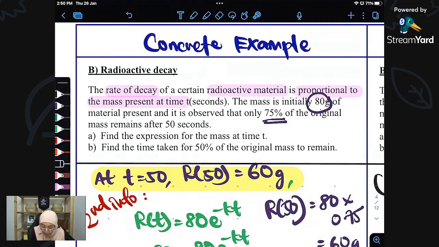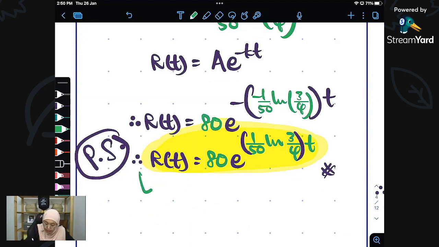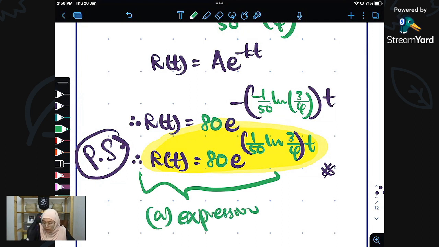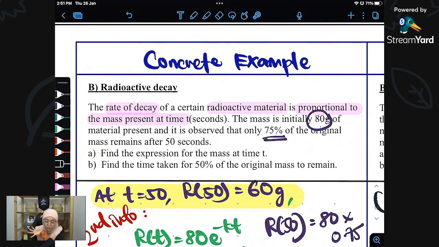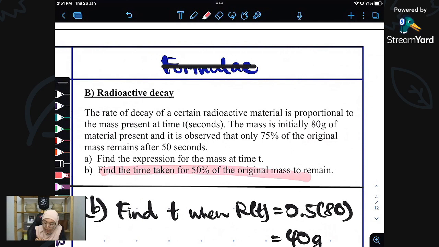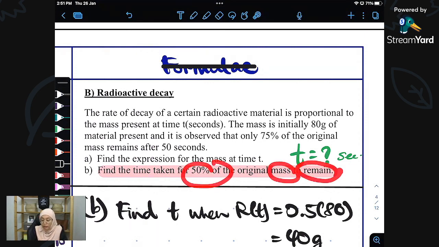Apa yang diminta? So we have already answered the first question. We express the mass at time t. Kita dah jawab dah pun tadi. Inilah ekspresinya. This is called the expression of the mass at time t. Move on to question B, which is find the time taken for 50% of the original mass to remain. Apakah maksudnya? Find the time taken, which is we do not know the t, what is the time t second, for 50% of the original mass to remain.